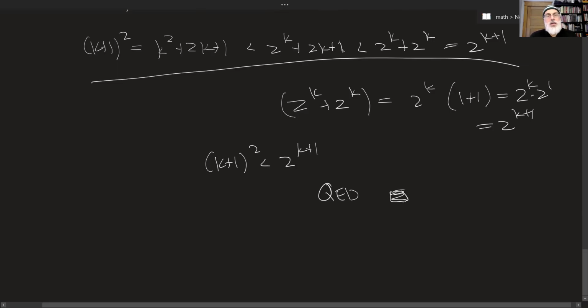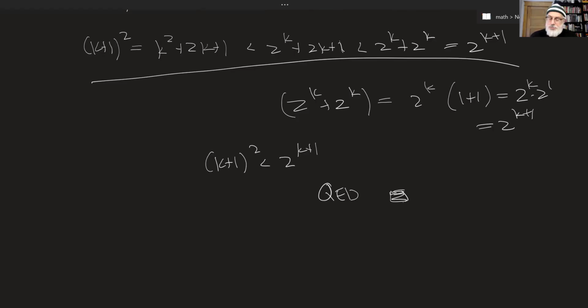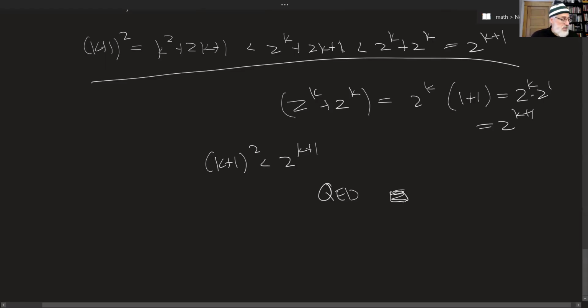Some like QED, I like little boxes, but I've been putting both for absolutely no reason. So that's it. We have proven that 2^n is greater than n squared for values of n greater than 4.